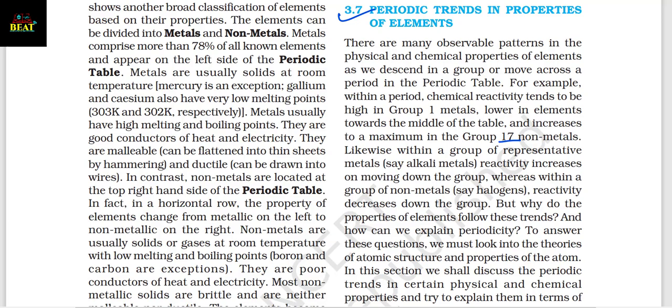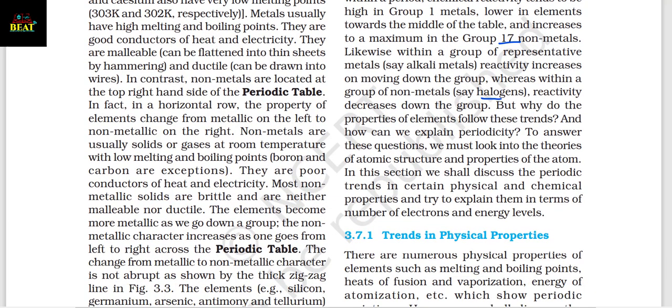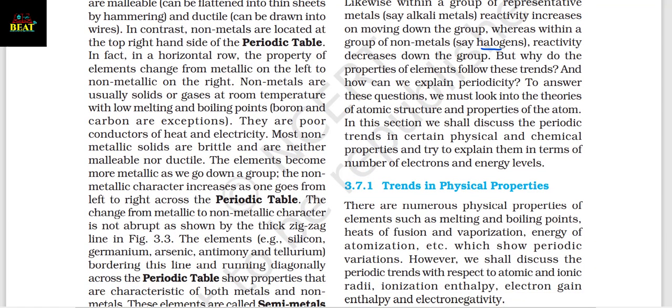Likewise, within a group of representative metals, say alkali metals, reactivity increases on moving down the group, whereas within a group of non-metals, say halogens, reactivity decreases down the group. But why do the properties of elements follow these trends? And how can we explain periodicity? To answer these questions, we must look into the theories of atomic structure and properties of the atom.